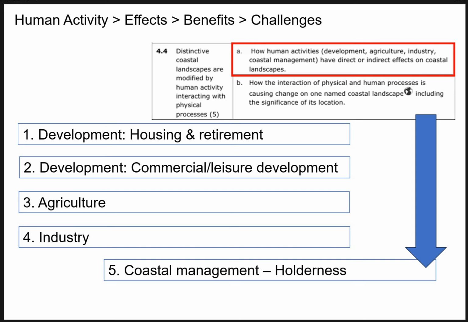So the named coastline we'll use is the Holderness coastline. That's up in Yorkshire, really interesting coastline, which I've taken students on field study up there as well. So there's a lot to see there. So that's what we'll do on the next lesson.